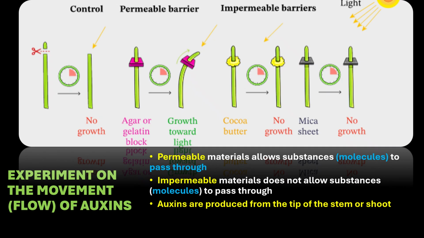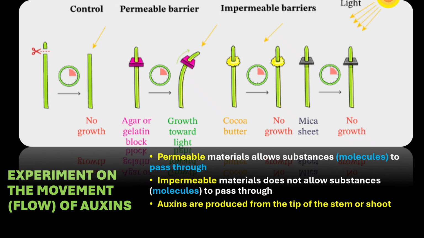Then they did another experiment. They cut off the tip, but they did not throw it away. Then they placed an impermeable barrier on top. That impermeable barrier was made up of cocoa butter. Impermeable means this cocoa butter will not allow the auxin or substances to pass through, either from below or from above. So once you place the cocoa butter there, the auxins were produced from here, but after some hours, there was no growth. The plant did not bend. Why didn't the plant bend? It's because auxins from the tip couldn't pass through the cocoa butter, hence there was no growth.